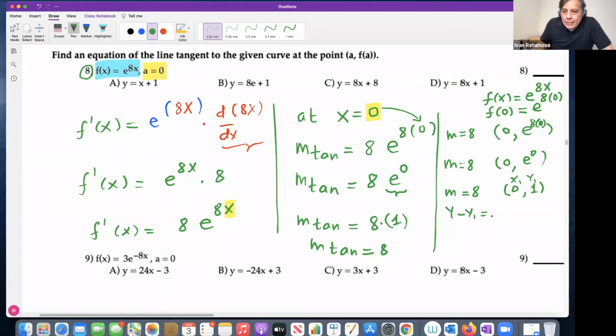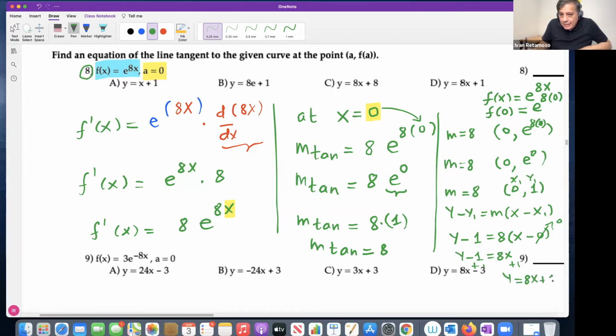y minus y1 equals the slope of the tangent line times x minus x1. You can apply any method to retrieve the equation of your line. y1 is 1, the slope is 8, and x1 is 0, which will vanish. So we end up with y minus 1 equals 8x. Adding 1 to both sides, I end up with y equals 8x plus 1, and that should be the equation of the tangent line.